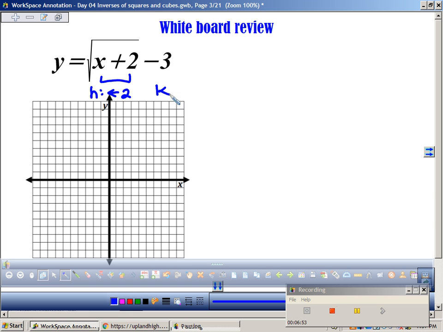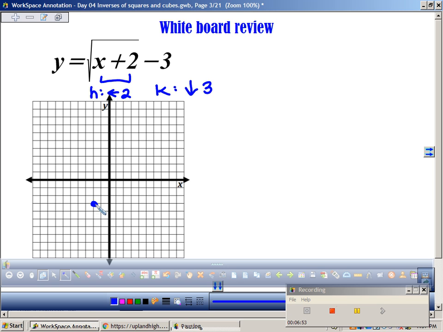And K, my vertical shift, is going to be down 3. Same transformation that we've been dealing with for how long? All year. The same thing over and over again. So I'm going to go over 2 and down 3. 1, 2, 3. There is my vertex.